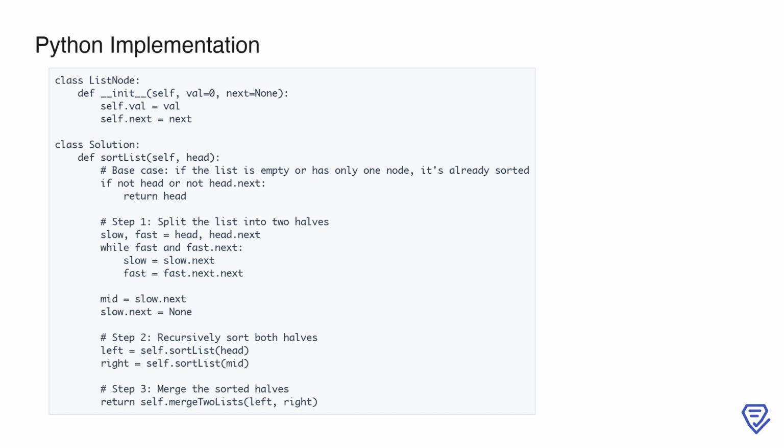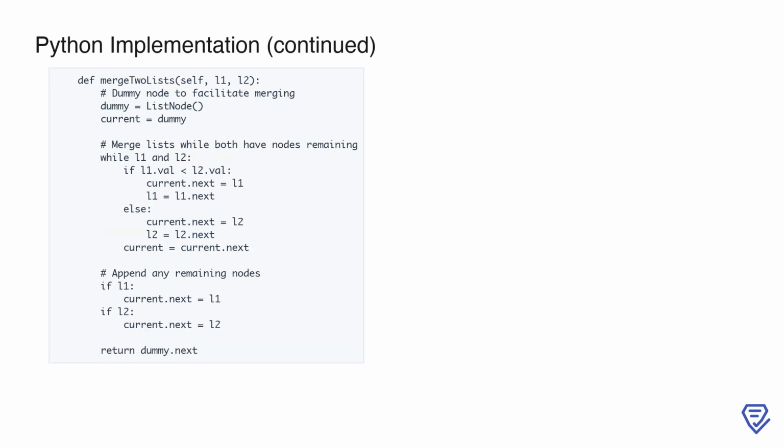Next, after splitting, we recursively call sortList on both halves to sort them individually. Finally, we merge the two sorted halves by calling a helper function, mergeTwoLists, which we will define shortly. The mergeTwoLists function handles the merging of two sorted linked lists. To begin, we create a dummy node to simplify the merging process. This dummy node acts as a placeholder, and we use a current pointer to build the merged list.